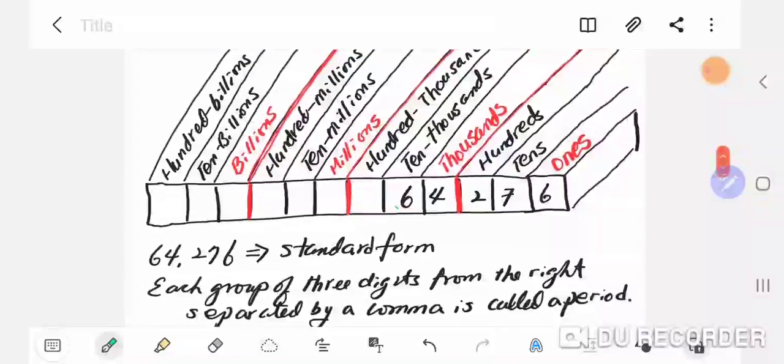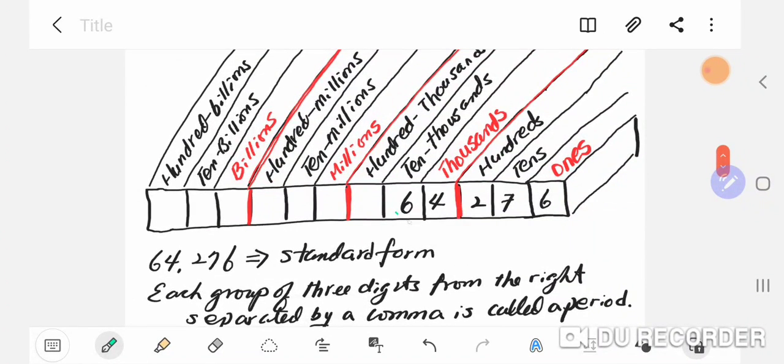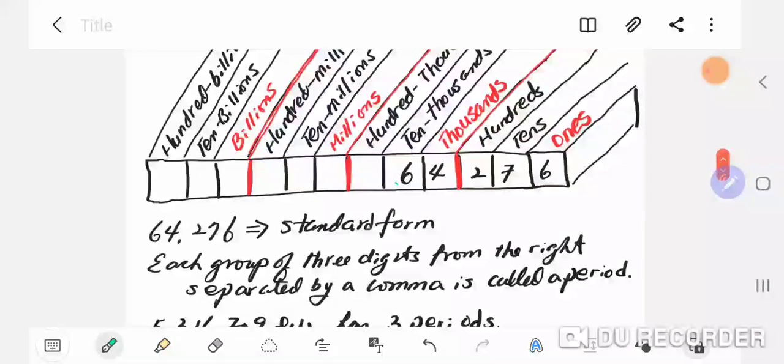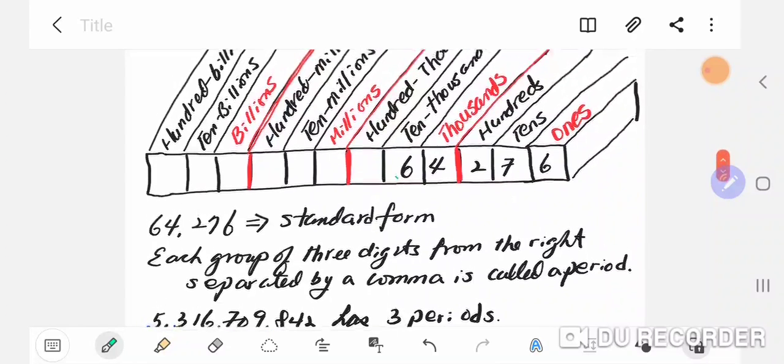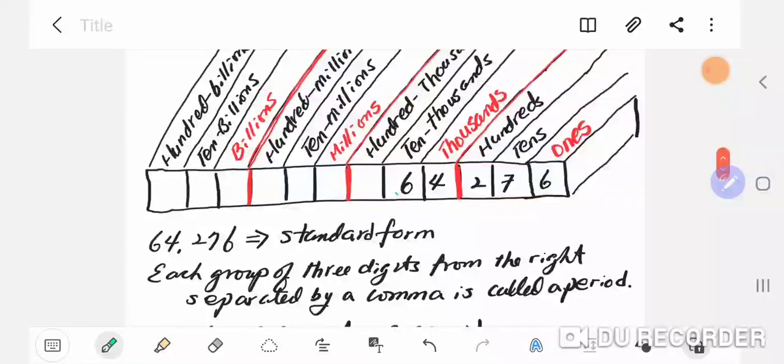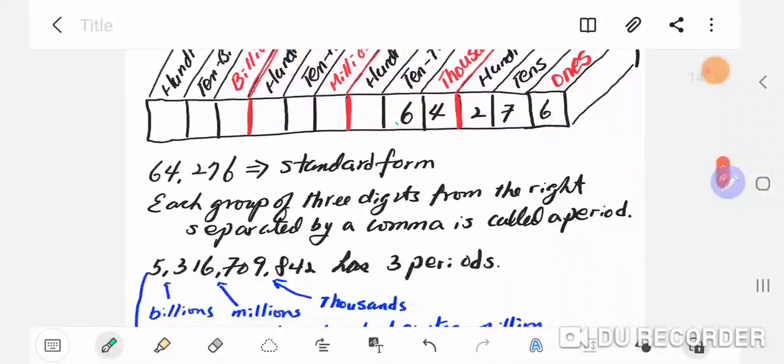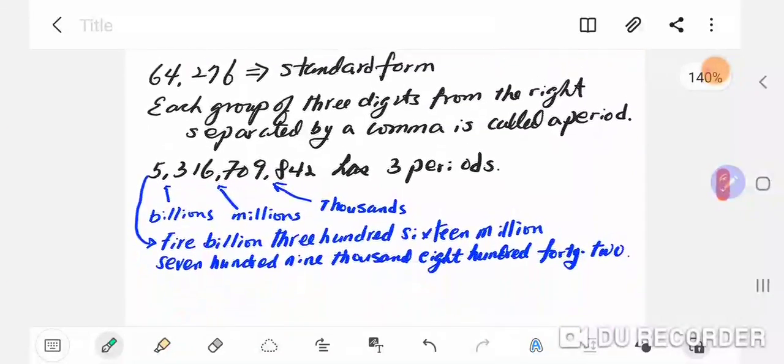So for example, here's the number 64276. This number is written in standard form, and from the right, after 3 digits we put a comma. Each group of 3 digits from the right side is separated by a comma, and this group is called a period. For each period, we just read thousands, millions, and billions. Okay, so let's read this number.